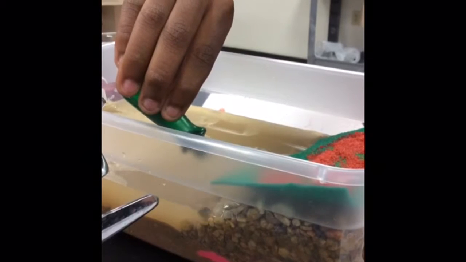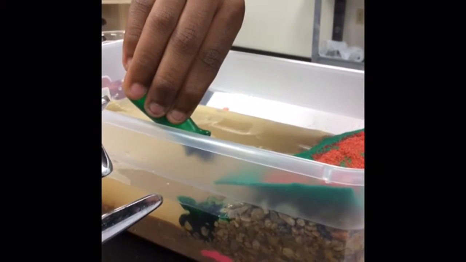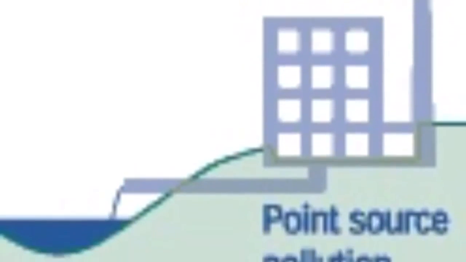Point source pollution is pollution from one area that you can identify. In other words, you can point to the source of where the pollution is coming from. In our model, the red building is letting poisonous gas into the lake, which is represented by us dropping green food coloring into our water. Here are a few examples of point source pollution.